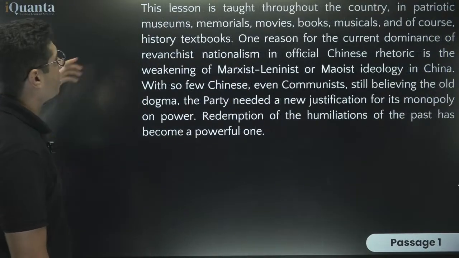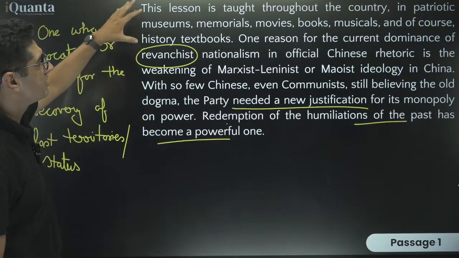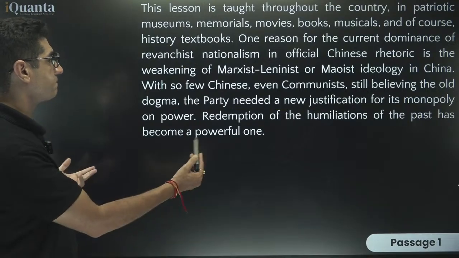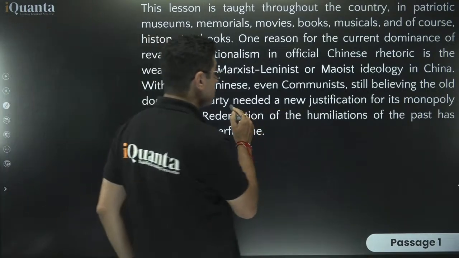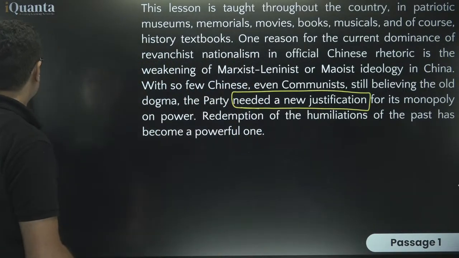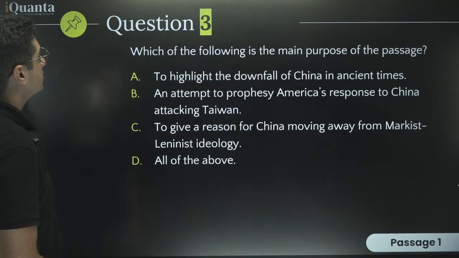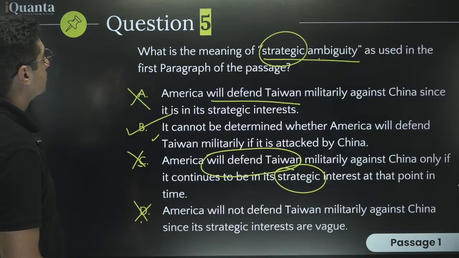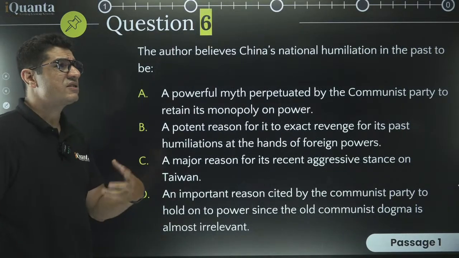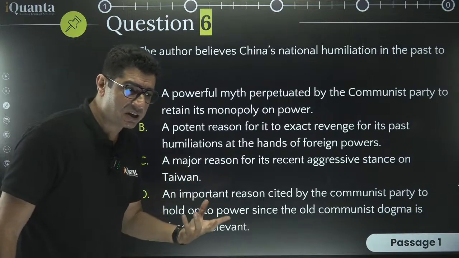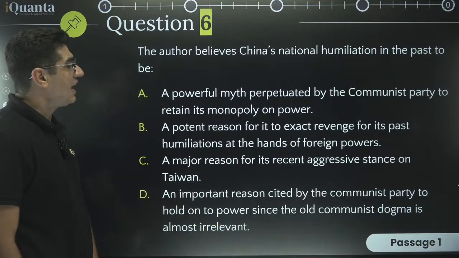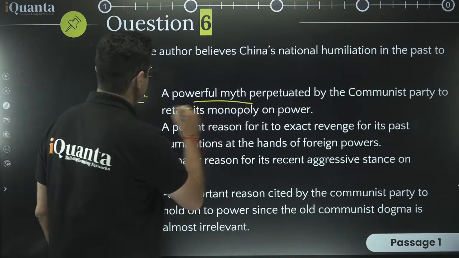And then the next paragraph also says that this lesson is perpetuated. And even here, you notice this. The party needed a new justification. So it is a justification, right? So going by this, we know that it is a myth that is used as a justification by a particular party to stay in power. And that is there in only option A.